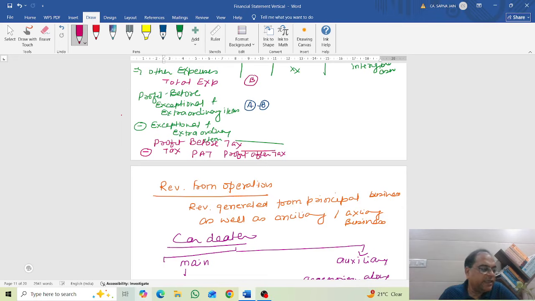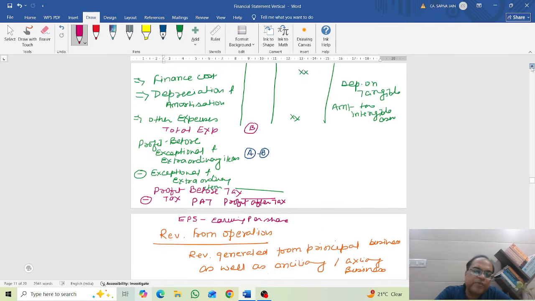Profit after tax. Now after profit after tax, we can calculate EPS, which is earning per share. So now this is the complete format for your level. How to prepare income statement.